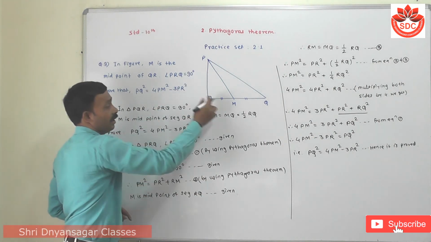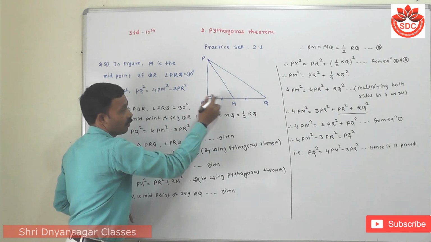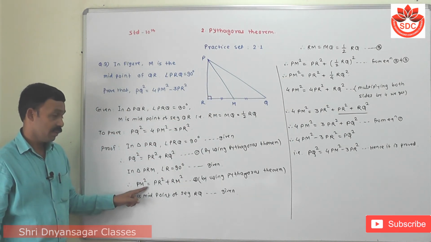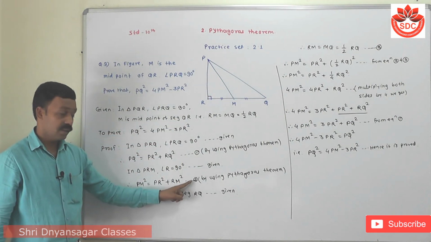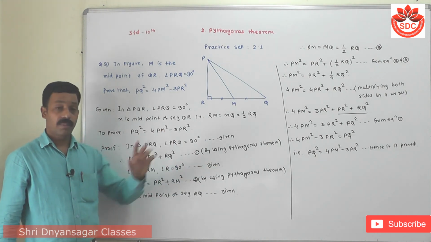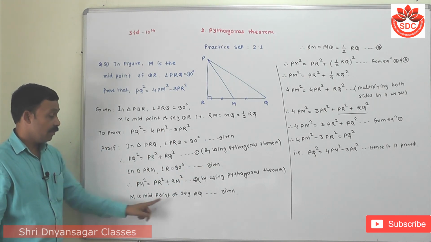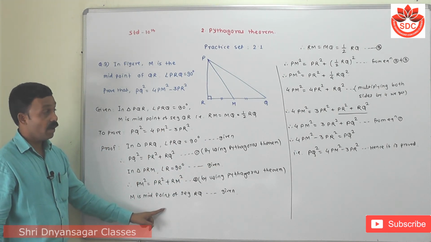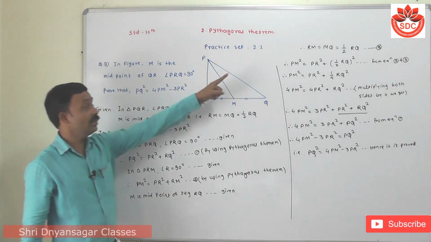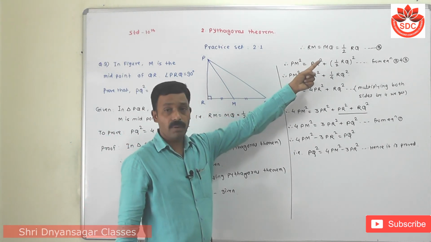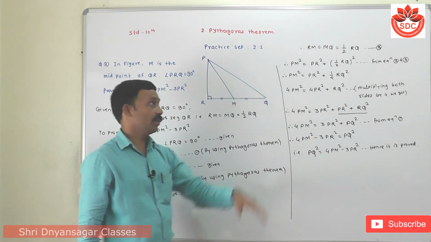Then in this triangle, the hypotenuse square is equal to the sum of the squares of the remaining two sides. Student, here we have taken it as the second equation by using the Pythagoras theorem. M is the midpoint of the segment RQ. Midpoint means RM is equal to MQ, which is equal to half of RQ. It is equation number 3.